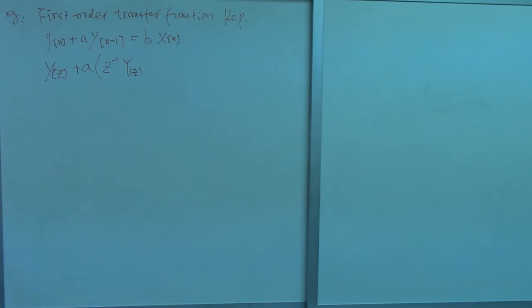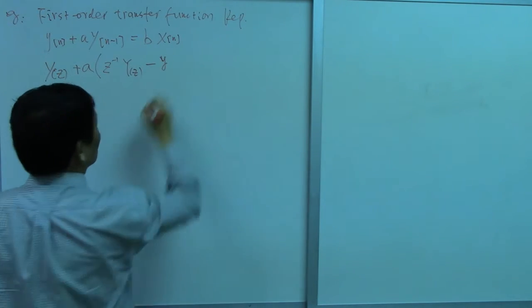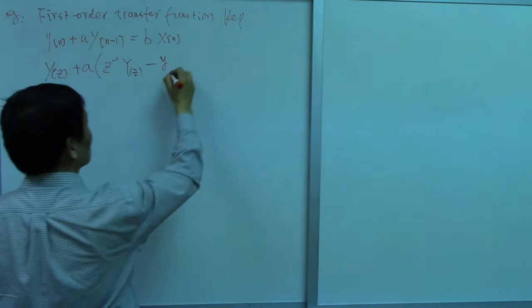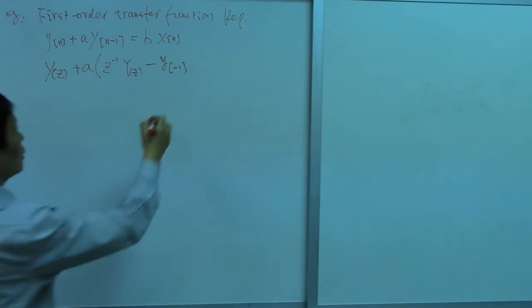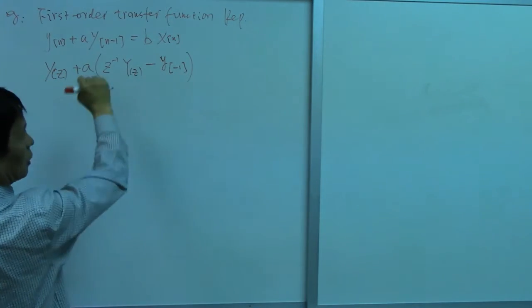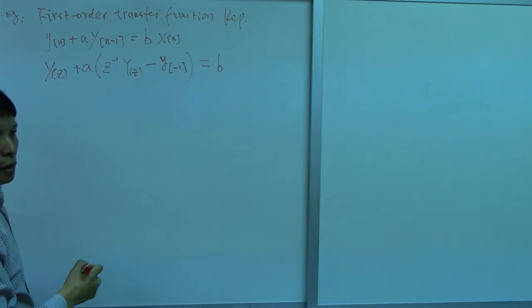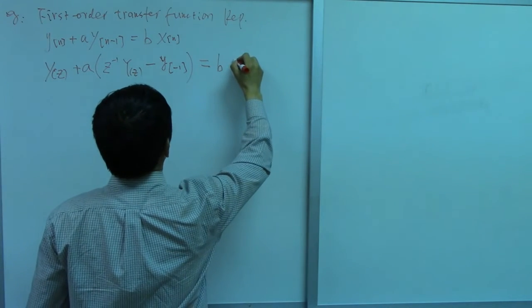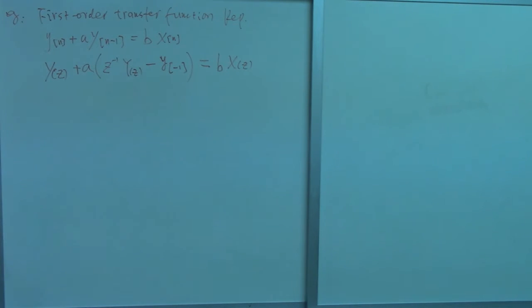And if we have an initial condition, then we need to subtract little y, that corresponds to this, y of negative 1 here. So this is the initial condition. If the system is initially at rest, then this is just equal to 0. Then we don't have any terms on the left-hand side. The right-hand side will be a constant b, times X of z. Right?